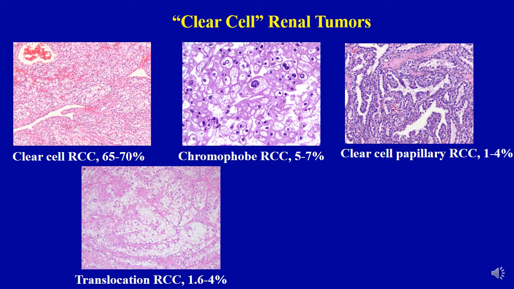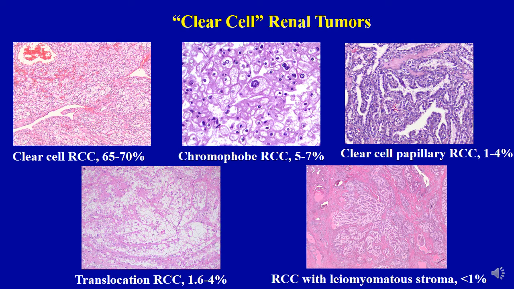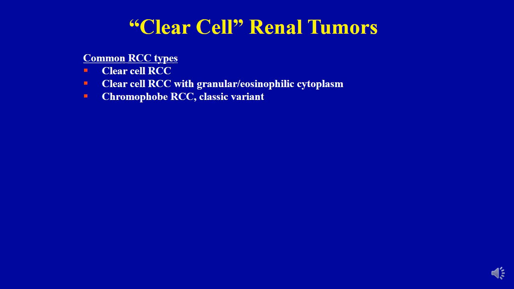Translocation renal cell carcinoma also accounts for about 4% of tumors, and its incidence is kind of increasing in the sense that these tumors are now also increasingly being recognized in adults. And then the provisional entity, renal cell carcinoma with leiomyomatous stroma, accounts for less than 1% of tumors within this particular category. So these are the common renal cell carcinoma types within these clear cell renal tumors.